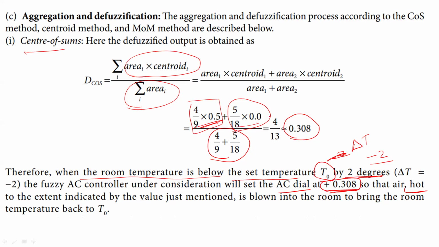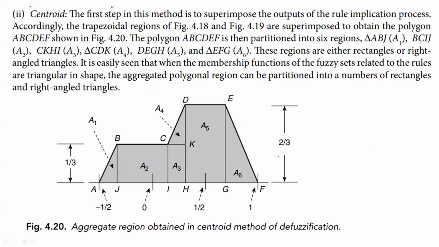Okay, so that is the basic idea. So this is the answer of how the temperature can be controlled. Okay, now this is the center of sums method. This has a disadvantage that you have overlapping area counted twice. Now let us look at another method, that is the centroid method. In the centroid method, the overlapping area will not be counted twice.